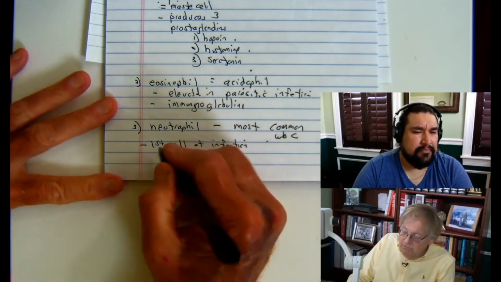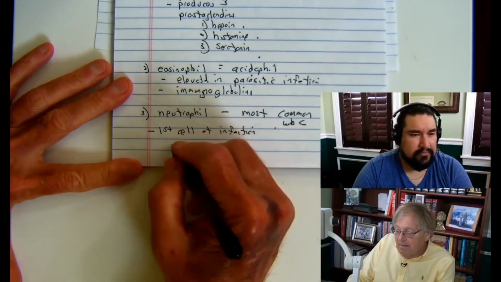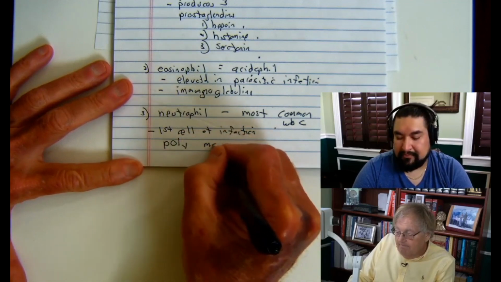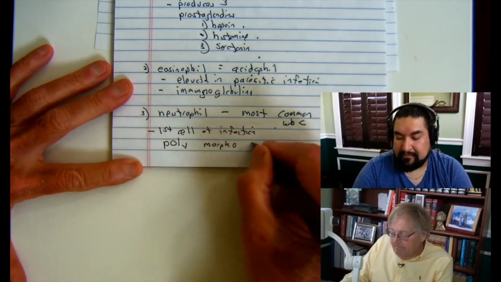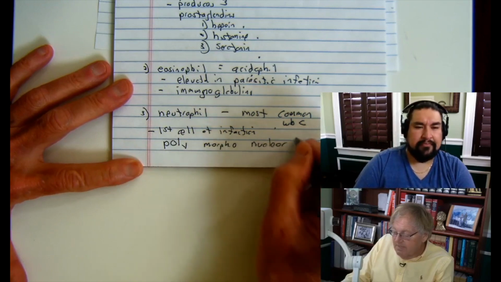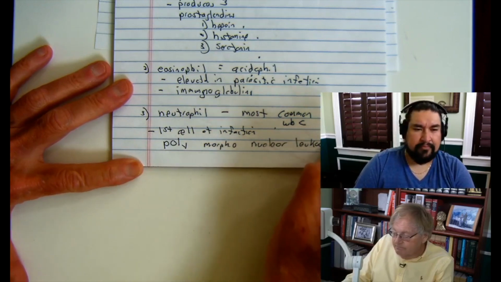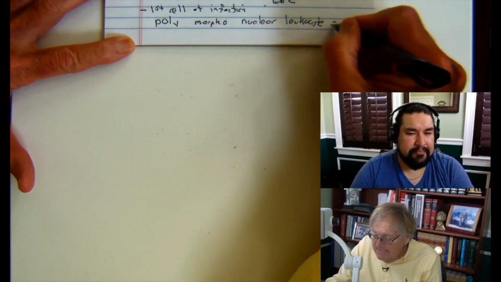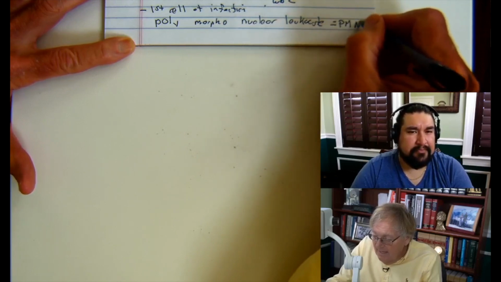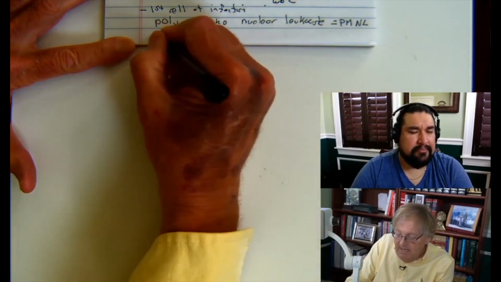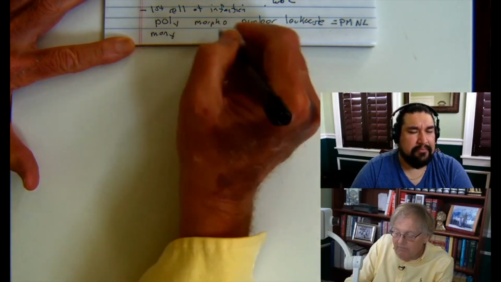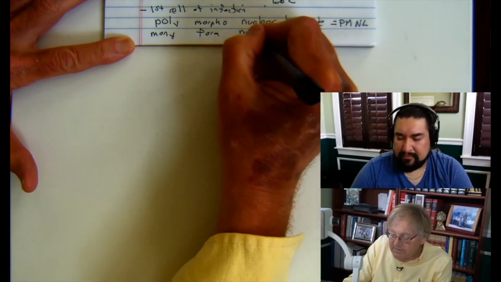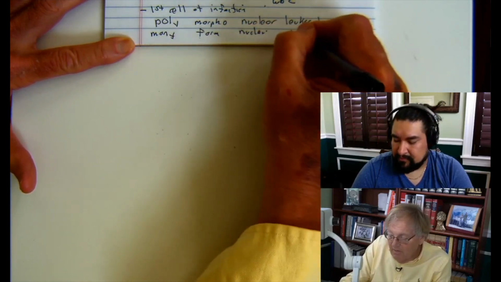You also remember that a neutrophil has another name. It's called a polymorphonuclear leukocyte. And therefore, a polymorphonuclear leukocyte is called a PMNL. Poly means many. Morpho, form. Nuclear is your nucleus, and a leukocyte is a white blood cell.